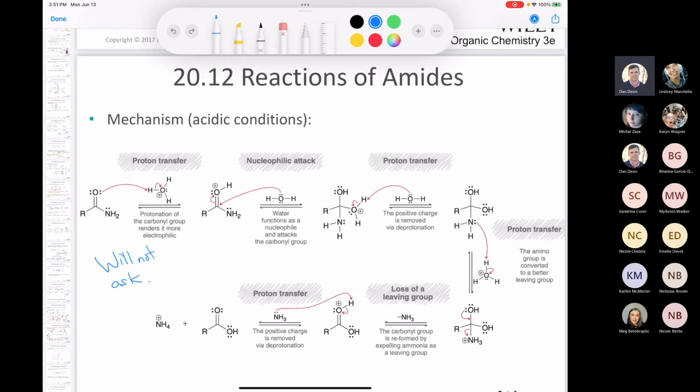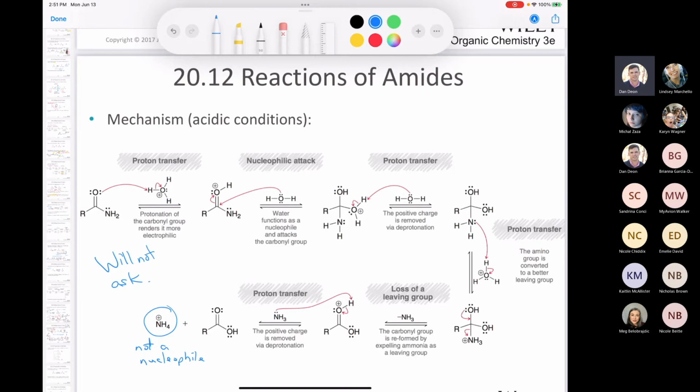the amide very electrophilic. Then water can come in, attack as a nucleophile. We do two proton transfers in order to end up protonating the amine, converting it into a good leaving group. It leaves, and then you do another proton transfer in the end. And once you end up with ammonium, this is just right here, not a nucleophile under any circumstances because the lone pair is protonated. And so this reaction is not going to be reversible.